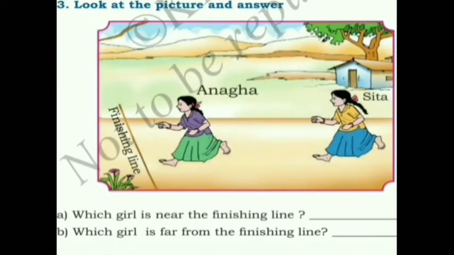Children, look at this picture and answer the following questions. Here we have two girls. One girl's name is Anaga, another girl's name is Sita. They are playing a running race. First question is, which girl is near the finishing line? Anaga is near the finishing line. Second question is, which girl is far from the finishing line? Sita is far from the finishing line.